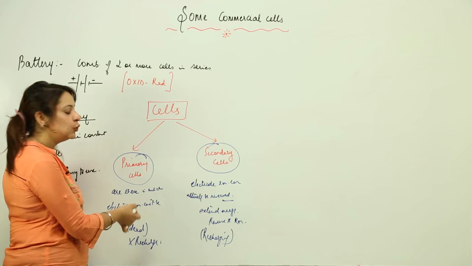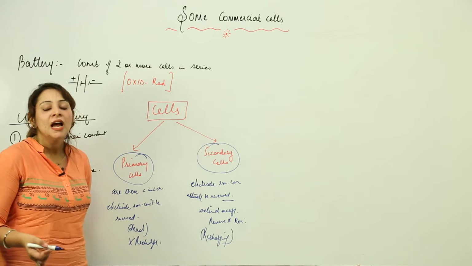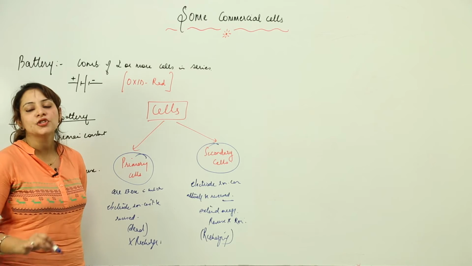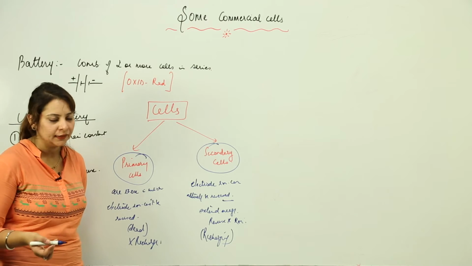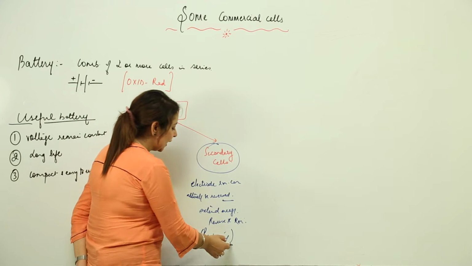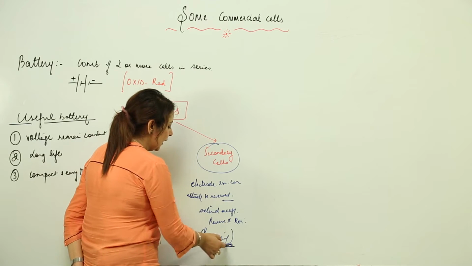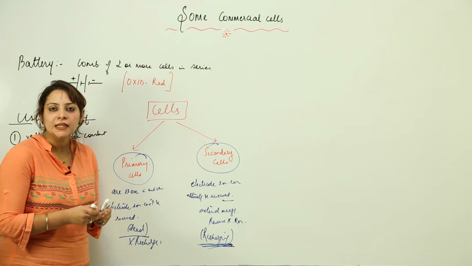But in a primary cell you can use the cell only up to a certain limit, because once the reaction gets exhausted, it becomes dead and there is no external energy which can reverse the reactions or make the cell work again. So here the cell ultimately becomes dead, while in the secondary cell recharging never allows the cell to become dead. So this is the primary cell and the secondary cell.